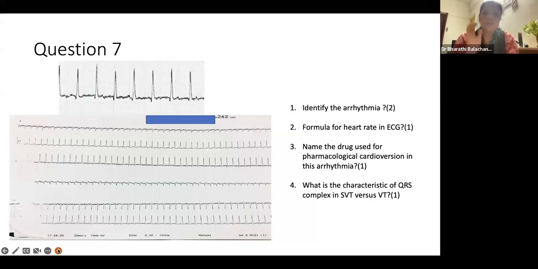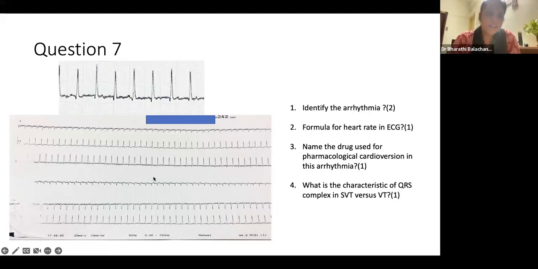Yeah, so this is an ECG. It is showing a heart rate of 242. Can anybody identify what this arrhythmia is? It is also enlarged for you. And how do you calculate heart rate in an ECG? What is the formula? And what is the drug used for pharmacological cardioversion? And what is the characteristic of QRS in SVT versus VT?